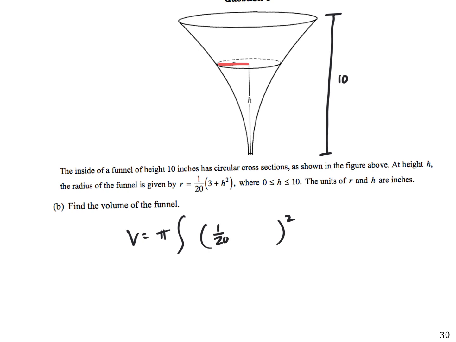The function, well said, 1/20th times 3 plus h squared is my function. Volume: the area of a circle is pi radius squared. Don't forget the squared out here. From where to where would be my bounds? 0 to 10.